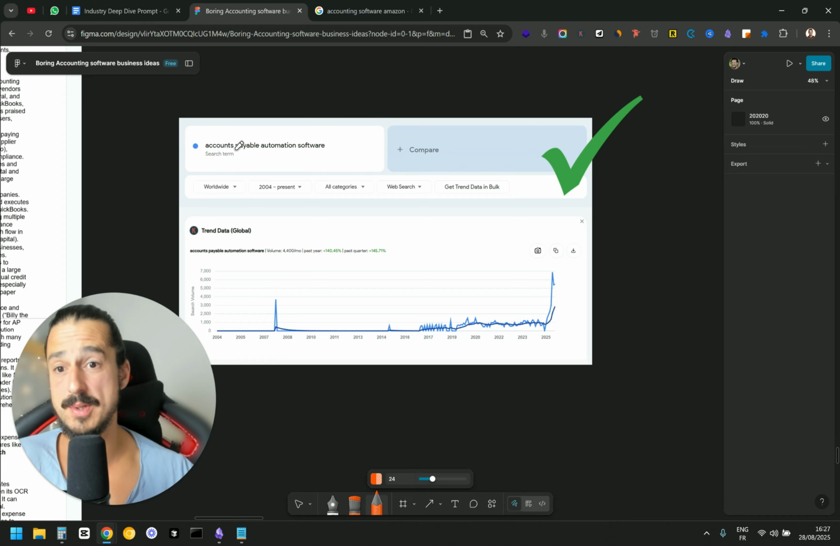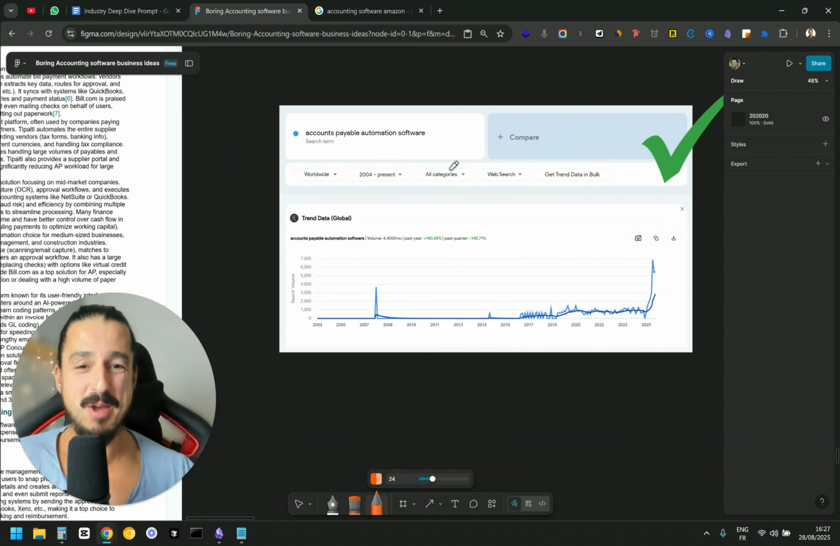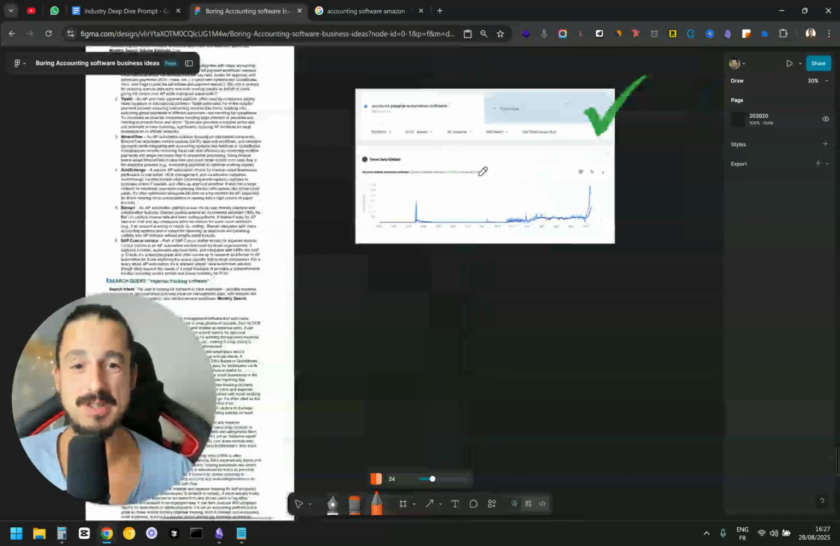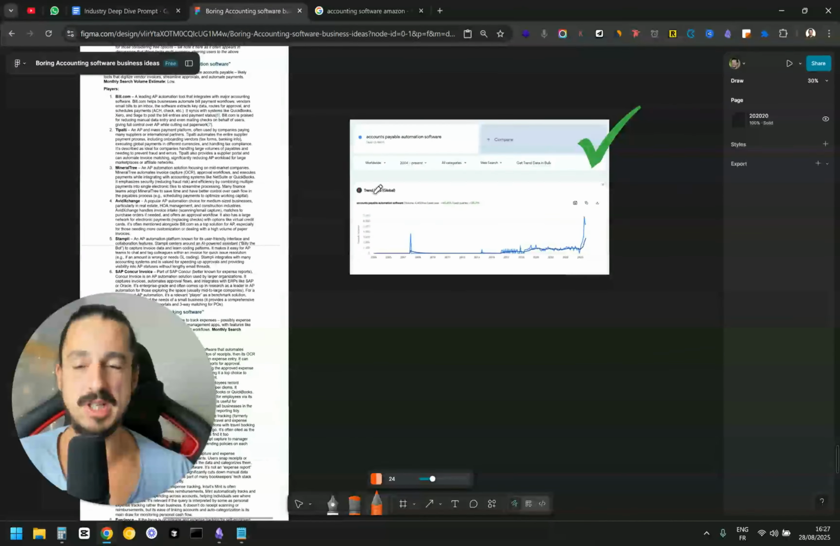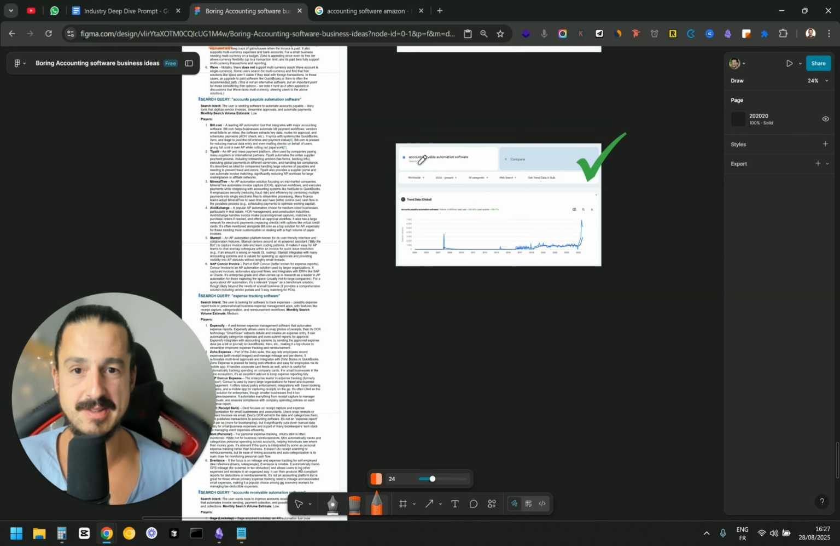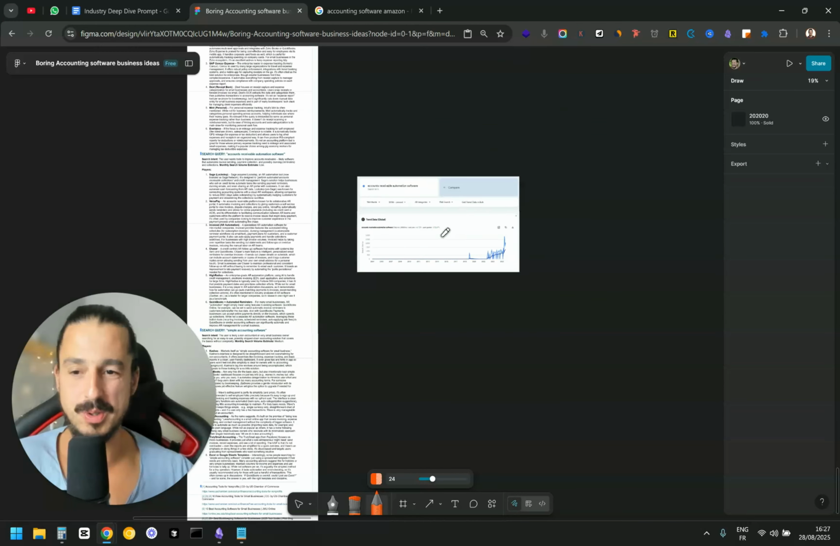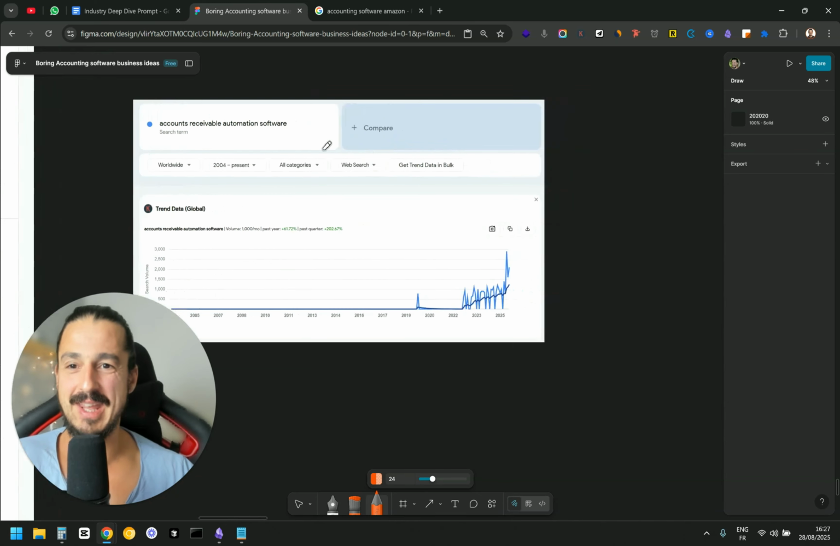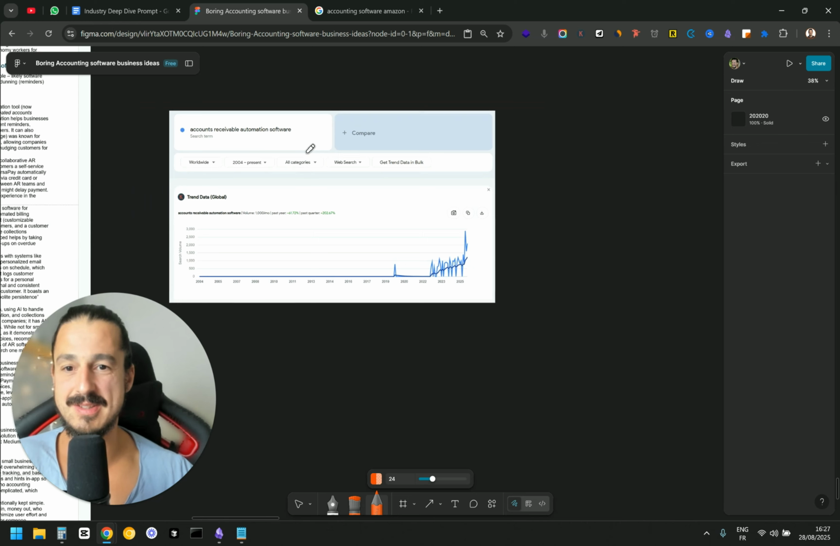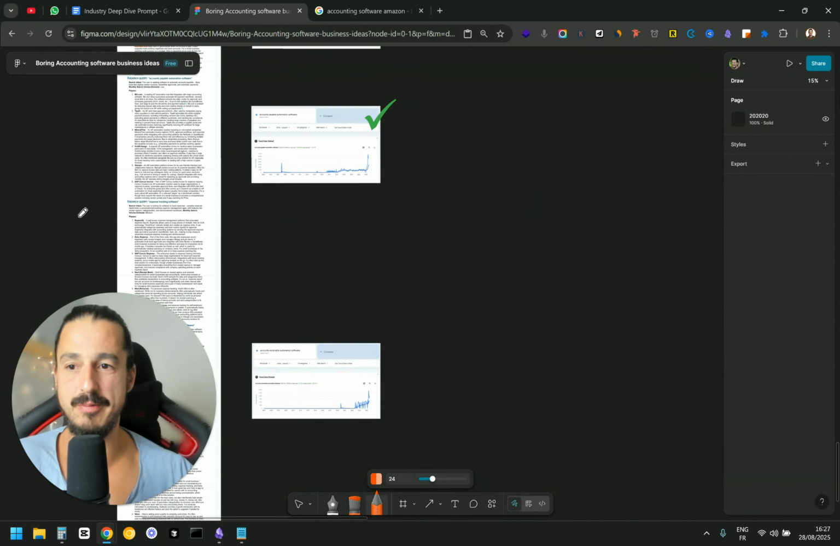And accounts payable automation software. To be honest, I don't know what accounts payable is in English, but I figured it's an interesting one because, reading a little bit into it, people are actually searching for this thing specifically. So if you want to look into it, feel free. And the last one, accounts receivable automation software, which is the same principle as the one above.